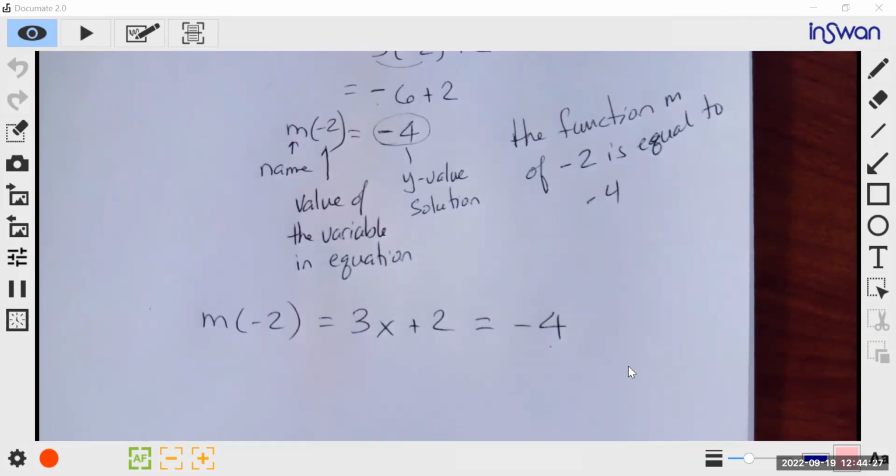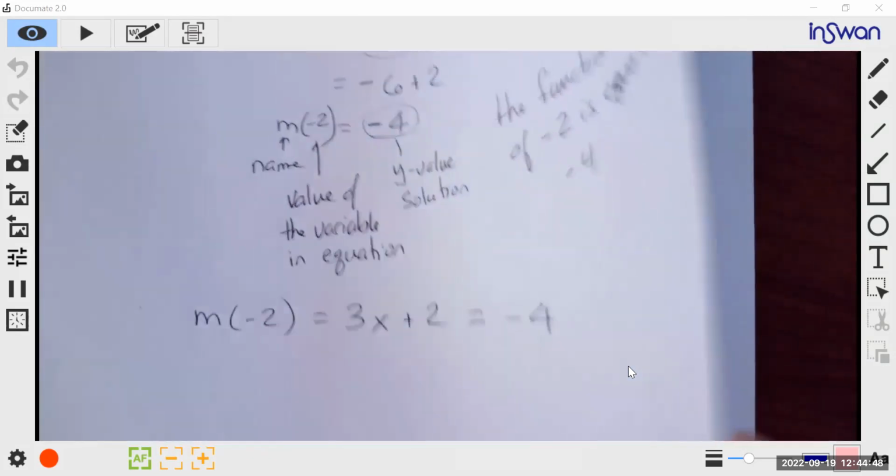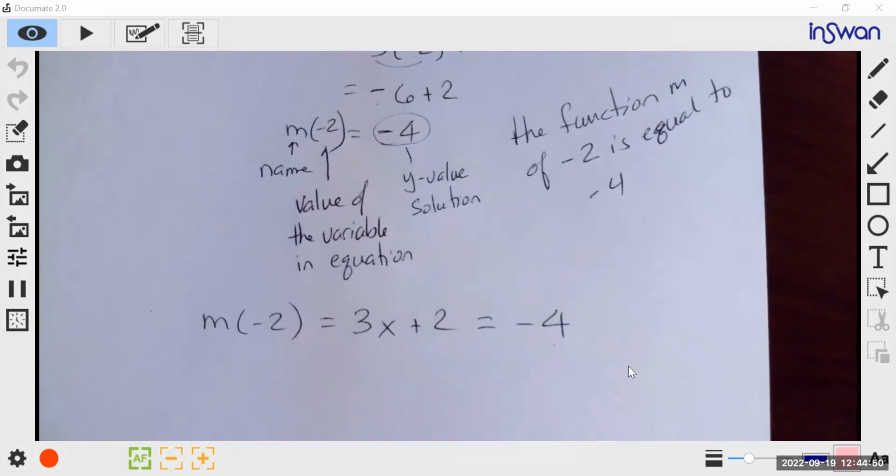Basically, instead of writing y equals, we're now going to write f of x equals, g of x, h of x, m of x. We're going to make up whatever name you want for the function names. It makes it look more mathematical. So if you want to impress somebody, this looks more impressive than y equals at parties. All right.